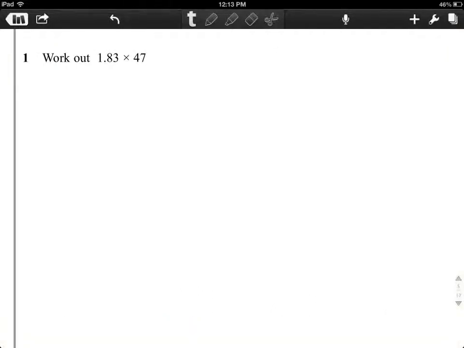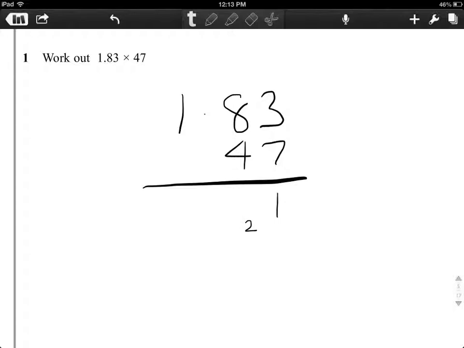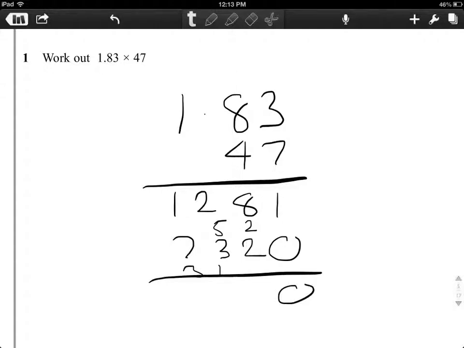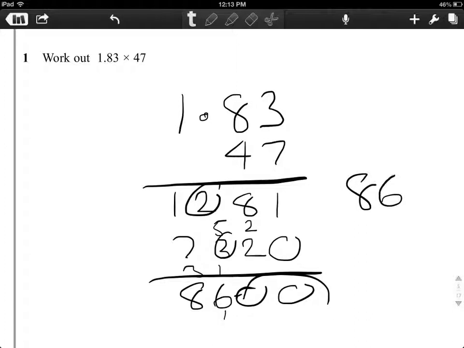So a long multiplication question here, so we're doing 1.83 times 47. So 3 sevens are 21, 8 sevens are 56, and 2 is 58, 1 seven is 7, and 5 is 12. Next question, 3 fours are 12, 8 fours are 32, and 1 is 33, 1 four is 4, and 3 is 7. Add them together, get 0, 10, carry 1, we've got 2, 3 and 1, gives me 6, and we've got 1 and 7, gives me 8. Now because of the point we need to come into decimals, so the answer is in fact 86.